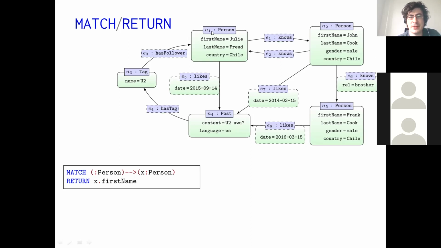So if we consider N1, it matches person, okay? And we say it must have an incoming link from a person, right? So it could be Julie. What about John? Also has an incoming link from a person, so it could be John. What about Frank? Frank also has an incoming link from a person, so it could also be Frank, right? So we get these results here.